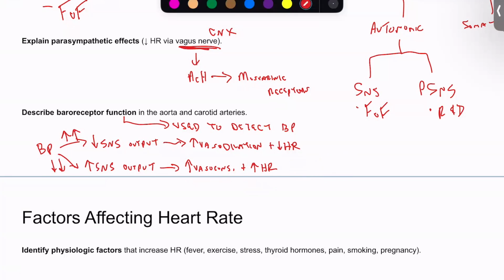And if you remember the baroreceptor function in your carotid, you can actually trick your body. If your heart rate is really, really high, you can push your finger on one of your carotid arteries, and it will trick your brain into thinking that your blood pressure is actually higher, and that will lower your heart rate.